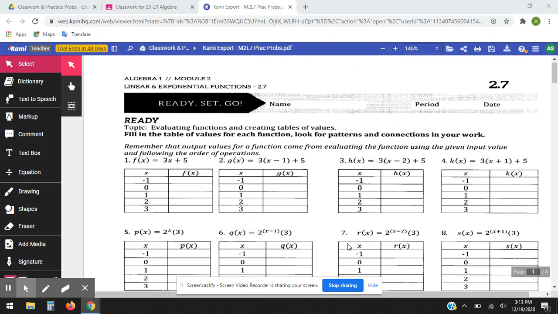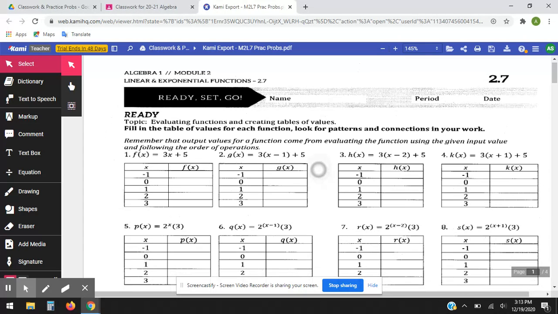Hi, this is Module 2, Lesson 7, Linear and Exponential Functions. So this is the practice problems. I'm going to go over some of them, not every single one, because some of this should be review. I'll start with this first page.